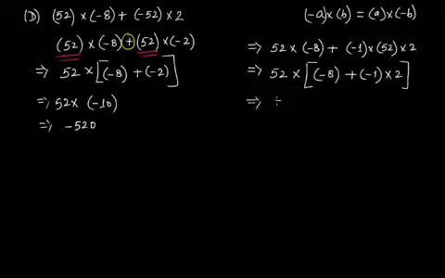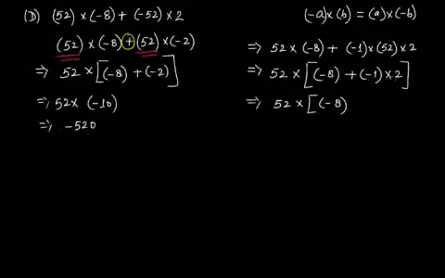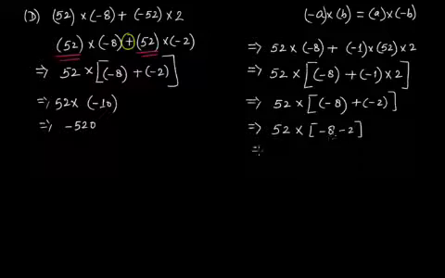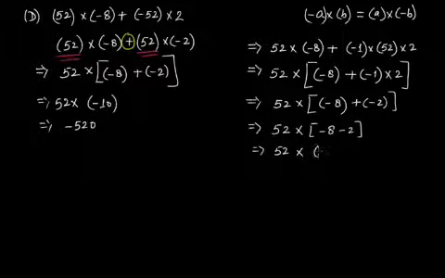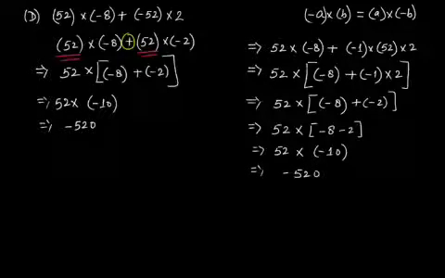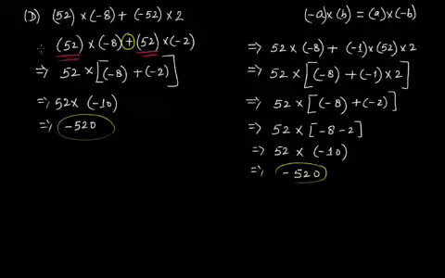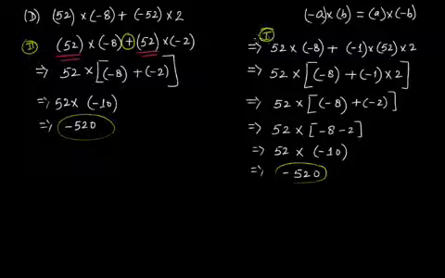This will be 52 times minus 8. You have 2 times minus 1 will be minus 2, therefore plus minus 2. This will be 52 times minus 8 minus 2, 52 times minus 10. This will give you minus 520, and both these answers are the same, right? So these were the two steps that you can follow. Anyway, you can take any one, first or second, anyone.